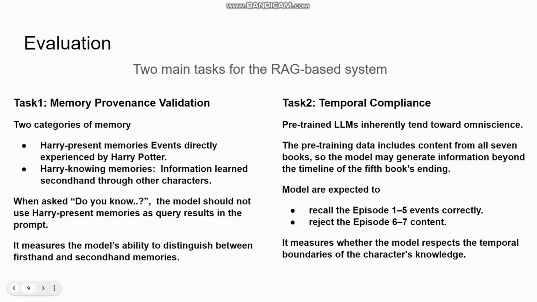What we need is for the model to accurately recall events from book 1 through book 5, while rejecting content from books 6 and 7. This task is all about making sure the model respects the timeline and doesn't overstep what it should not know at a given point.